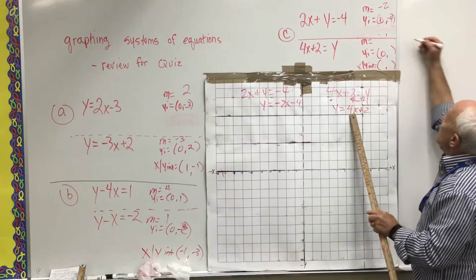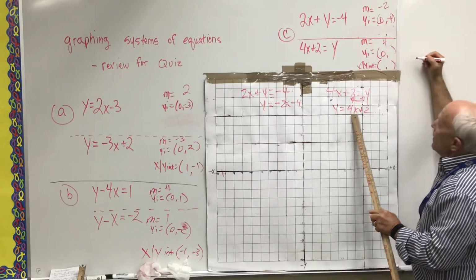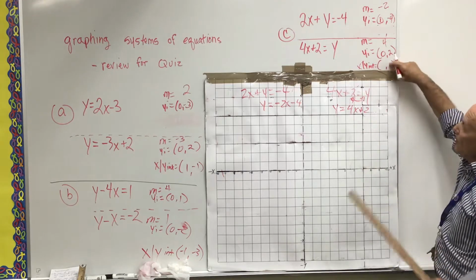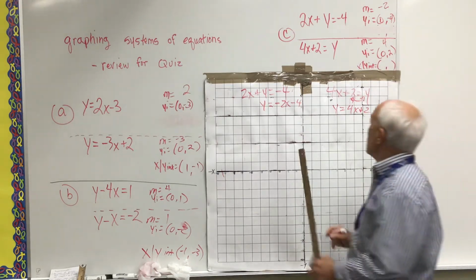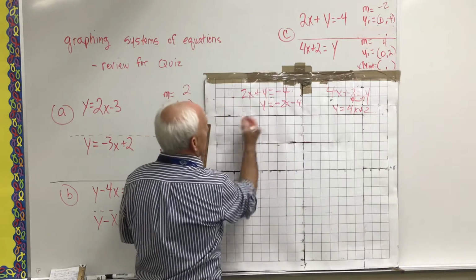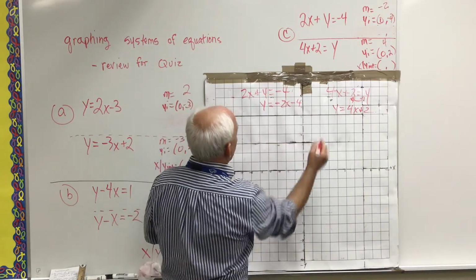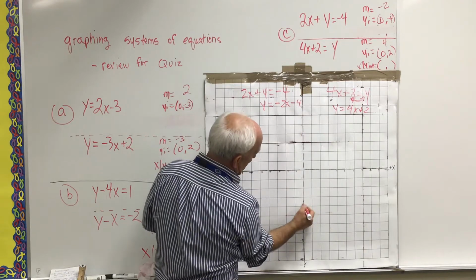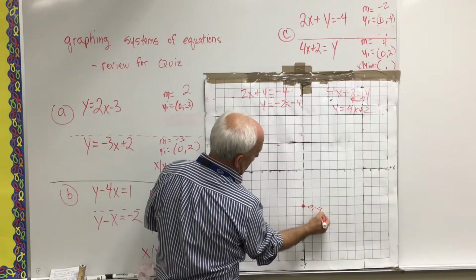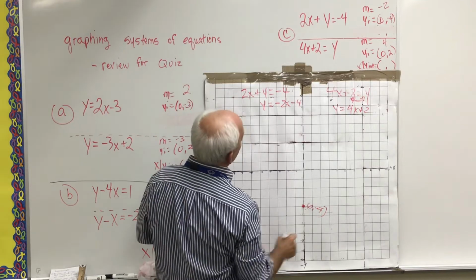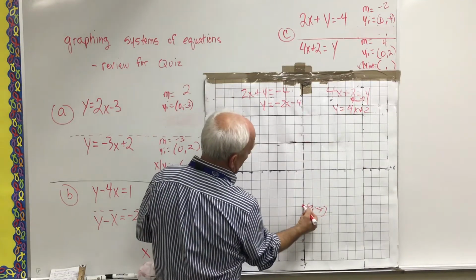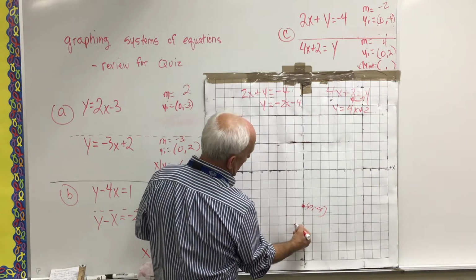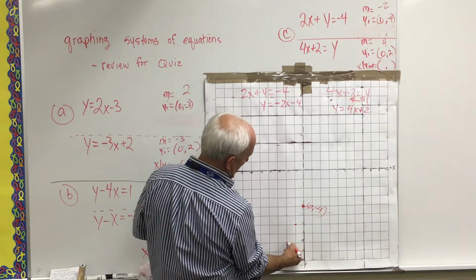Your slope here is 4. Your intercept point is 0, 2. And we want to find the x, y intercept. So let's go ahead and put these on here. Let's start with this one. Negative 4. You got that? All right. Then slope is negative 2. Down 2 over 1. Down 2 over 1.